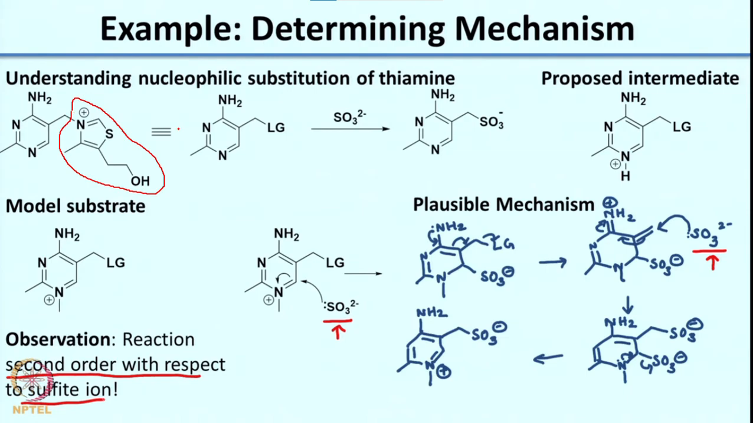First SO3 2 minus will attack on the acidic carbon, sorry, the more reactive carbon. So which one will be the more reactive one? Here you can see this carbon is next to nitrogen, and it is more acidic compared to this other position, this carbon. So what will happen here? SO3 2 minus will attack on this carbon, right?